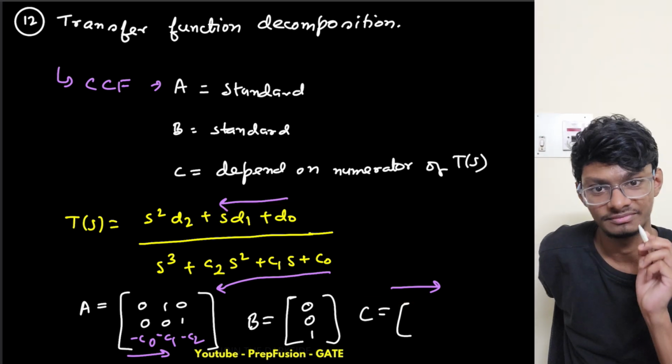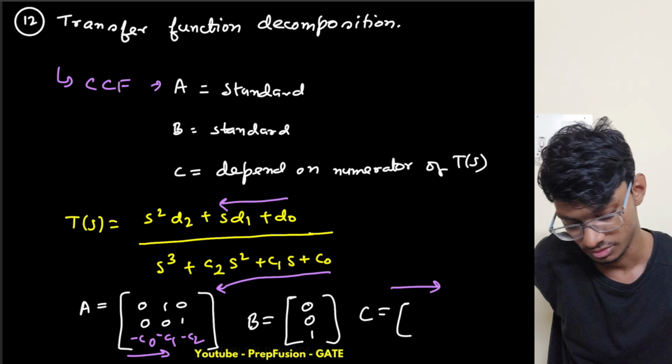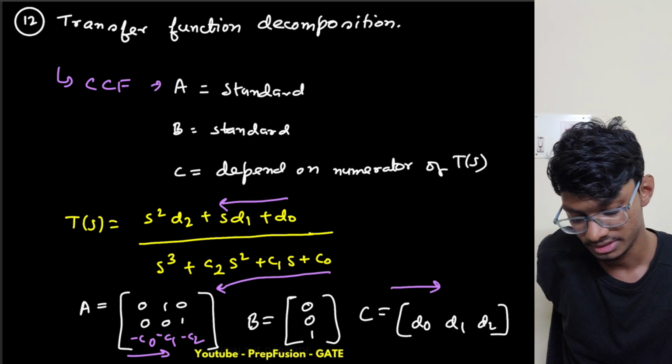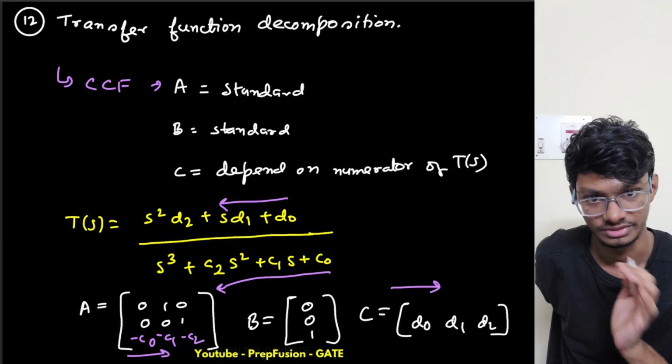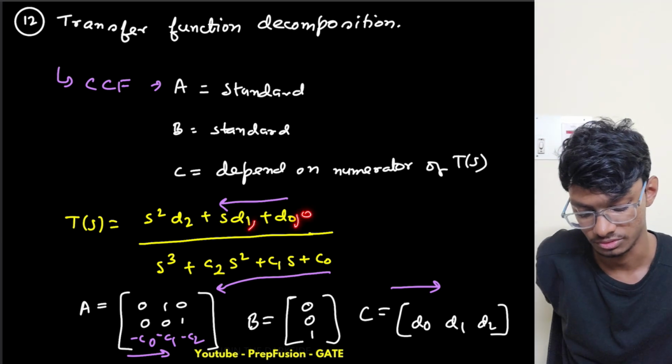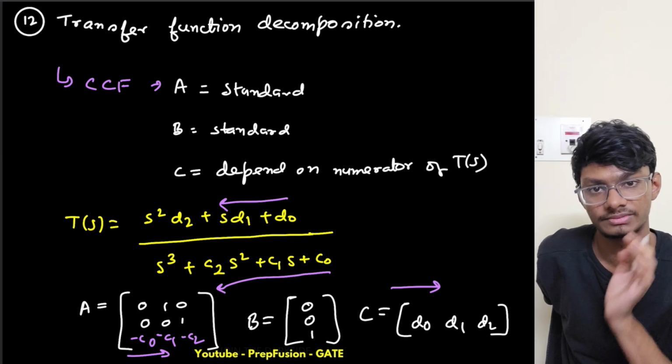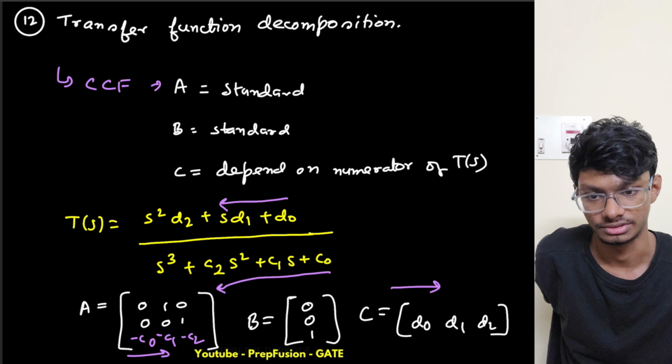And my sign this time will not change, it will remain the same. So this will be d0, d1, and d2. So what are d0, d1, d2? I am not telling. These are coefficients. This is the coefficient of s to the power 0, this is the coefficient of s to the power 1, all those things, right? I am not explaining it further. I have explained this in the main lecture.